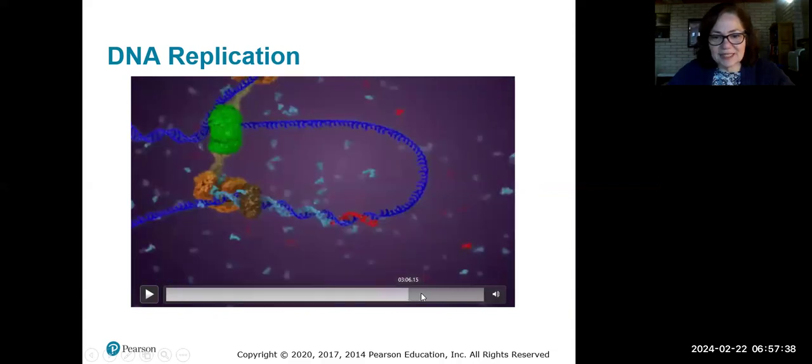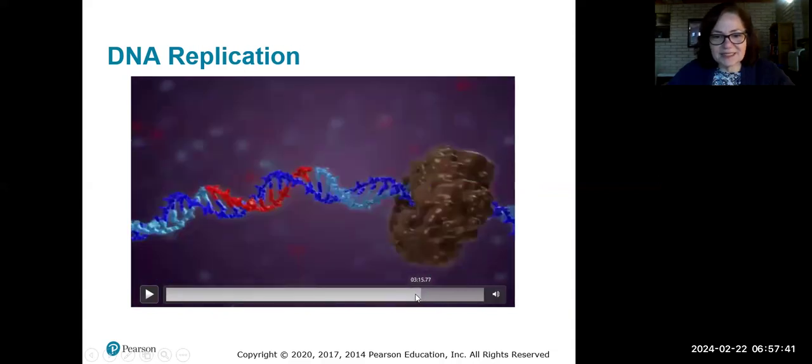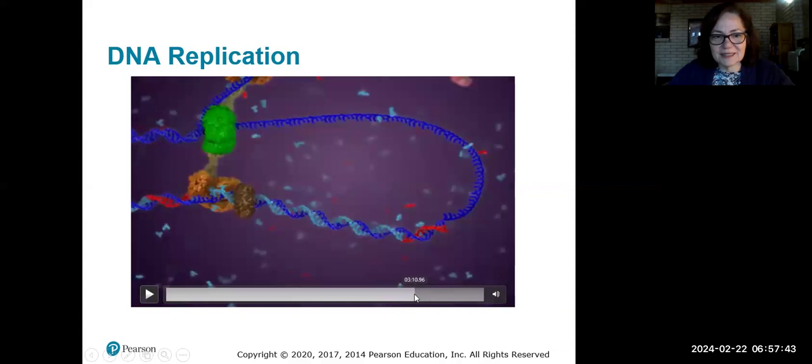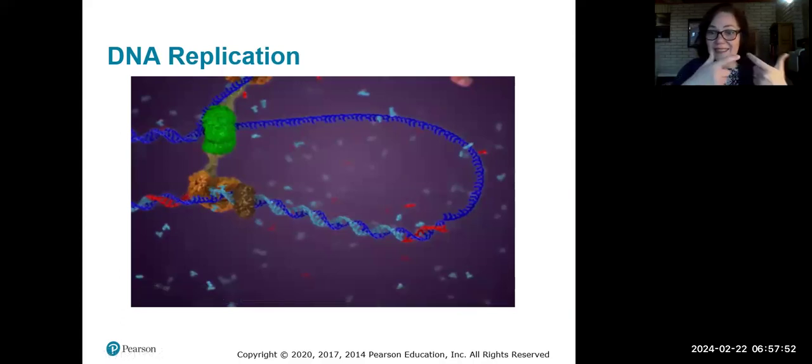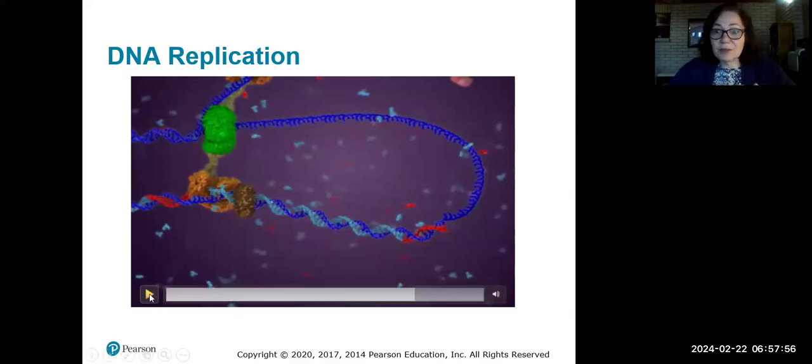Joining the pieces of the lagging strand. So we're going to get to another solid piece of metal. Now that we've already made that strip of the DNA, that little piece of solid metal is no good to us in the zipper. And so we have to get rid of that.